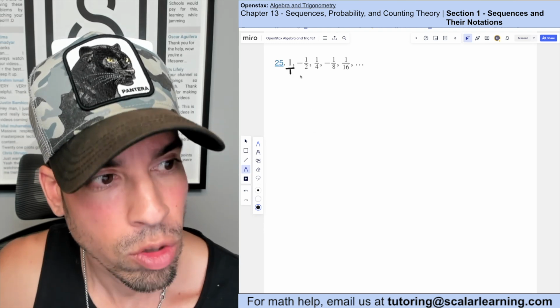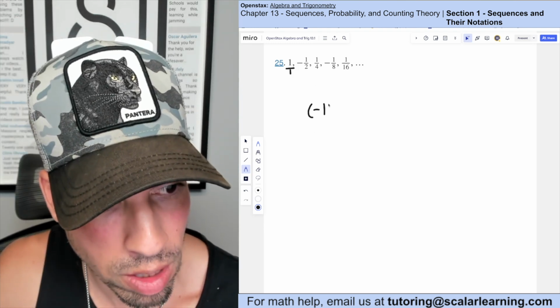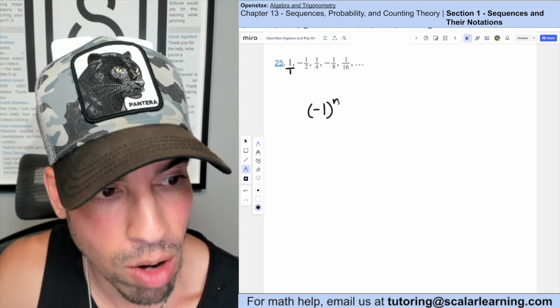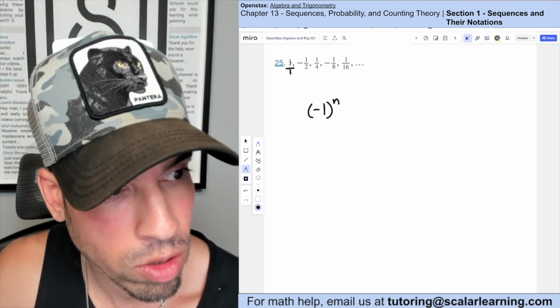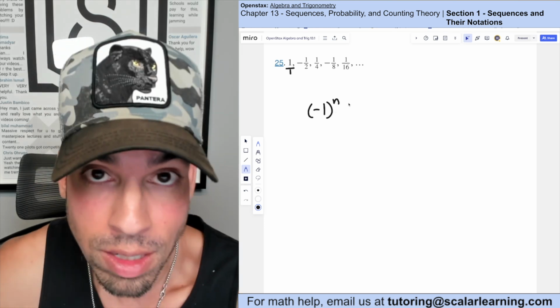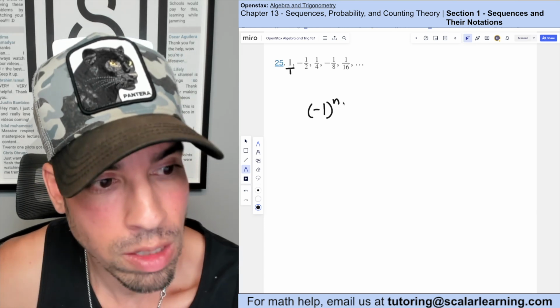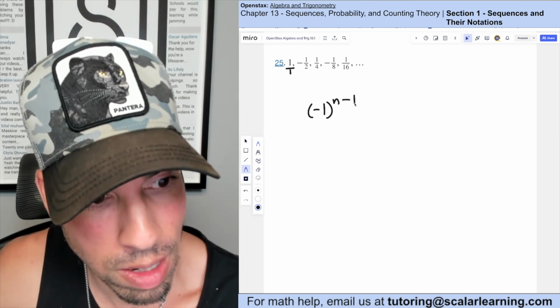All right. So to accommodate for that negative alternating, what we often want is a negative 1 to the nth power. But the problem with it just being to the nth power is you see here the first term is positive, right? But if I plug in 1, that's going to be negative 1 to the 1. That's going to give me a negative 1. So we need to modify this. You can either modify it by saying plus 1 or minus 1. I'm just going to say minus 1.